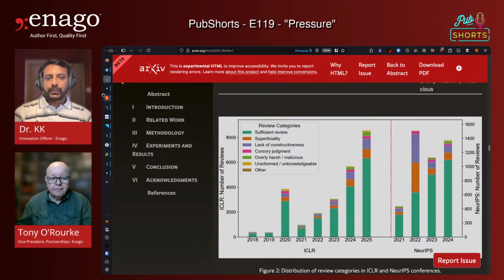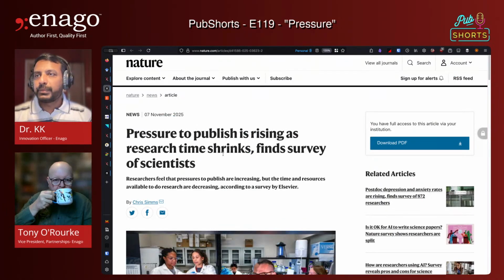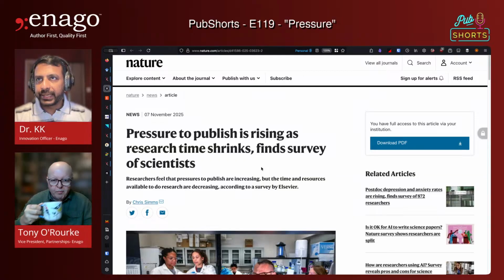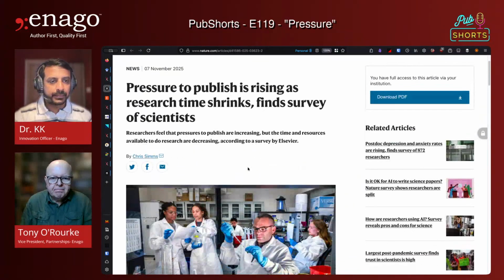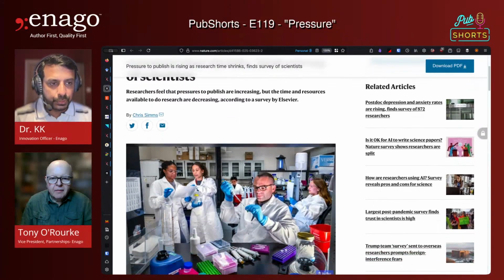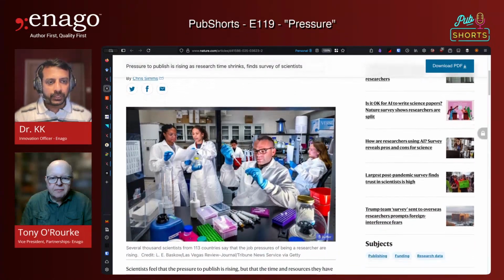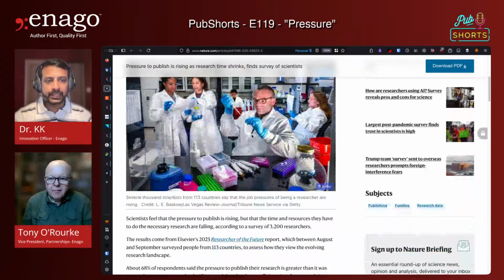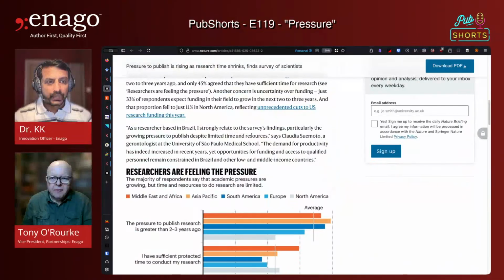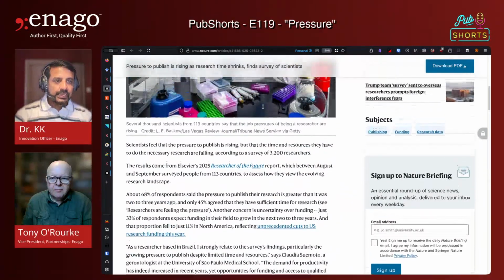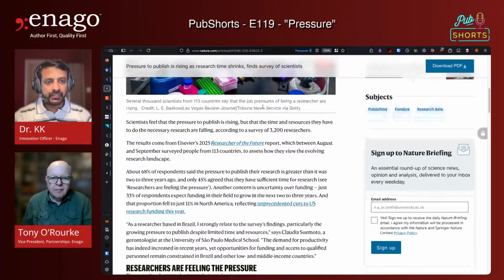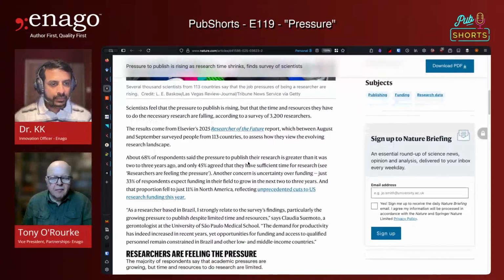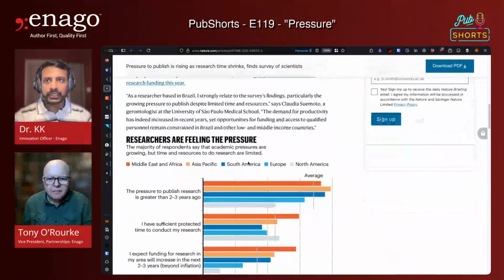Right. All right, so we are moving on to another story from Nature. Pressure to publish is rising as research time shrinks, finds survey of scientists. It's a survey conducted by Elsevier, which found that researchers feel more pressure to publish than ever. At the same time, they have less time and fewer resources to do research because of funding-related cuts. This is happening globally, but is especially felt in countries with low research funding. And many researchers, Tony, are considering moving to other countries for better career opportunities.